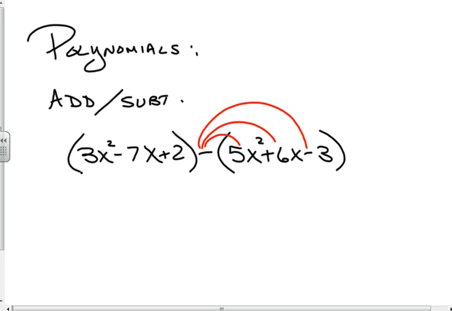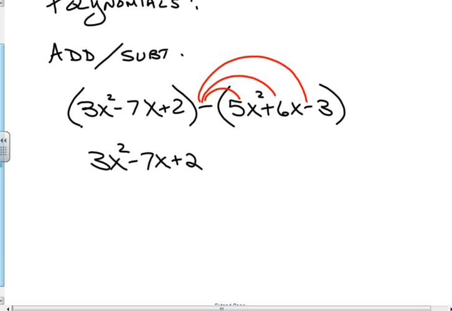Okay, so if we rewrite that without the parentheses, you get 3x squared minus 7x plus 2. Because really, what's in front of that is a positive 1, so we're just distributing itself through. Then we get a minus 5x squared and a minus 6x, but a plus on the 3. Okay, so that's step 1, and that's still your order of operations.